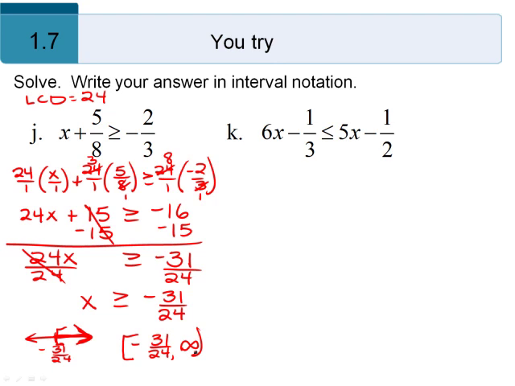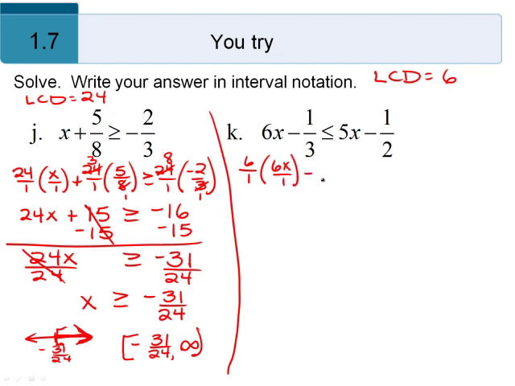All right. Letter K. Look at your denominators, 3 and 2. So my LCD is 6. So I'm going to put, let me draw a line here. I don't have a whole lot of room. 6 over 1 times 6x over 1. Then minus, just bring that minus sign down, 6 over 1 times 1/3, less than or equal to 6 over 1 times 5x over 1, bring down the minus sign, 6 over 1 times 1/2.